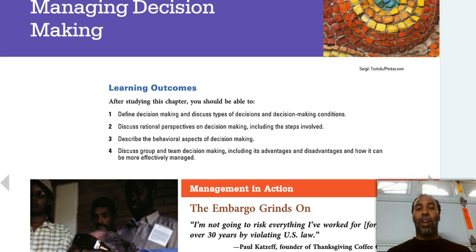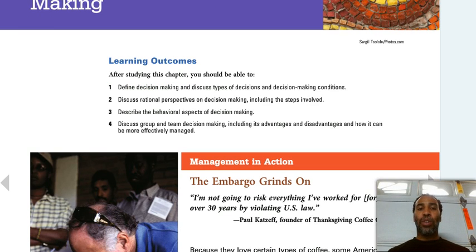Learning outcomes. After studying this chapter, you should be able to define decision making and discuss types of decisions and decision making conditions. You need to be able to discuss rational perspectives on decision making, including the steps involved. You need to be able to describe the behavioral aspects of decision making and discuss group and team decision making, including advantages and disadvantages, and how it can be more effectively managed.